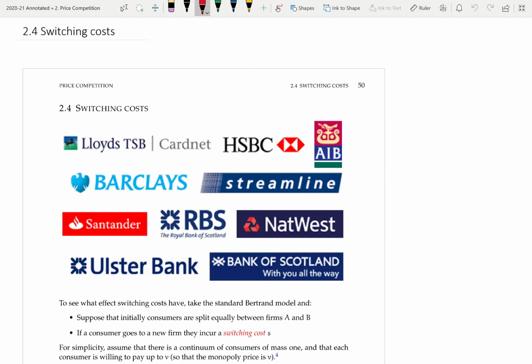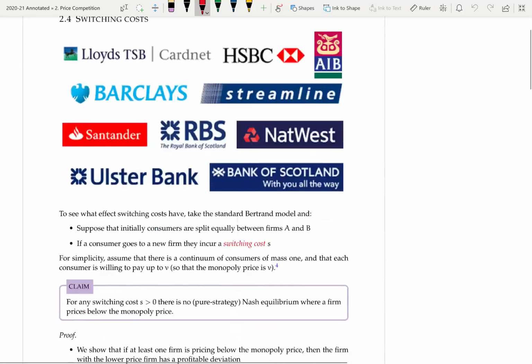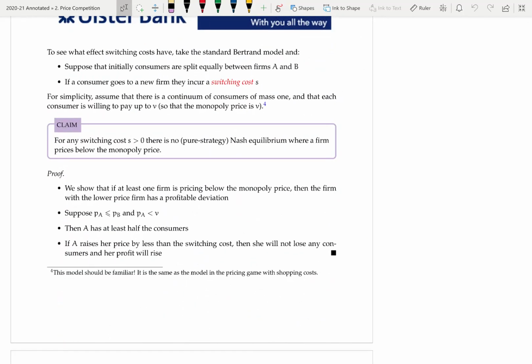So to see what effect switching costs have, we're going to take the standard Bertrand model and assume that there are two periods. In the first period, which we're not going to model, consumers are split equally between firms A and B. And if a consumer goes to a new firm in period 2, they incur a switching cost S. To keep things simple, we're going to assume a continuum of consumers of mass 1. So there's a total of one consumer. And each consumer is willing to pay up to V, so the monopoly price is V.